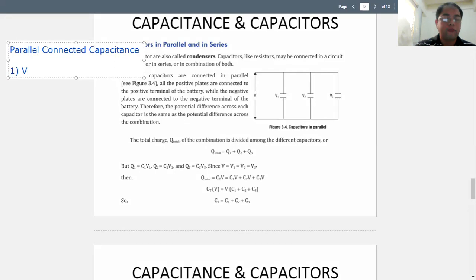So we call the voltages V total. The total voltage is, of course, the one that we see on the supply side. So this one with the letter V and with an arrow, this one is your total voltage. So that comes from the battery.